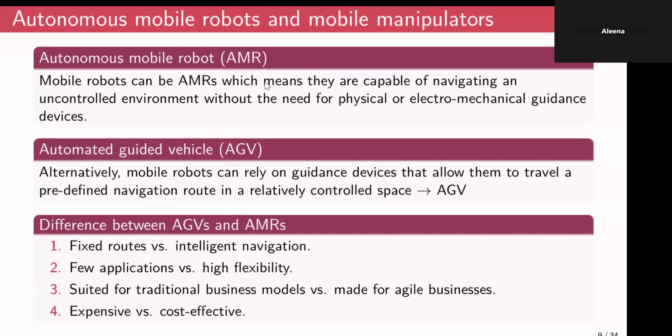So, in case of an autonomous mobile robot, or an AMR in short, mobile robots can be AMRs, which means they are capable of navigating in an uncontrolled environment without the need of physical or electromechanical guidance devices. So, they are fully autonomous. They can make their own decisions. They can also work in an uncontrolled environment.